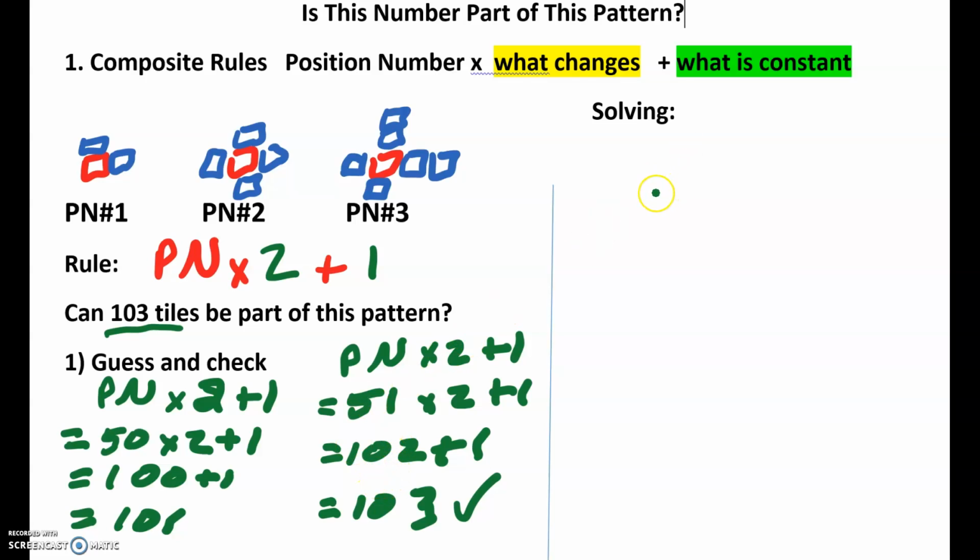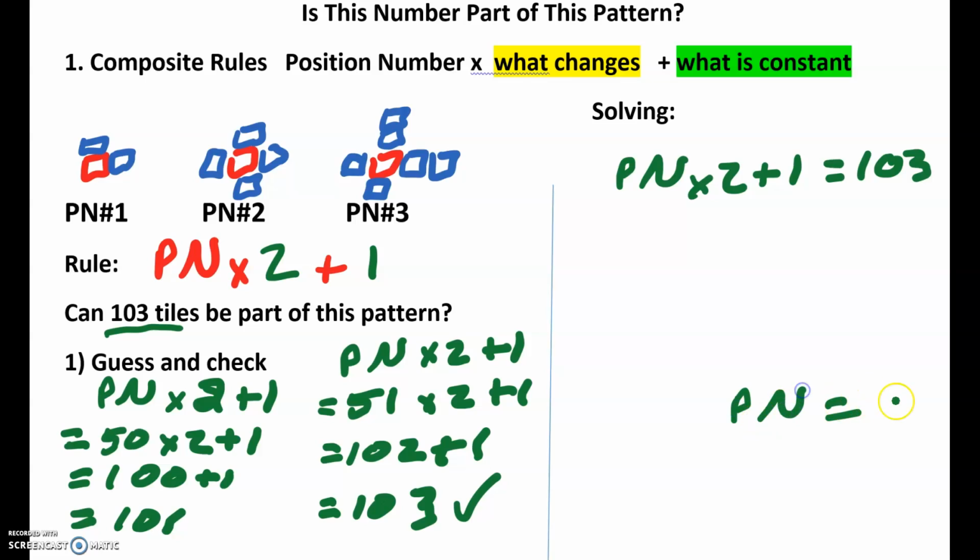How can I find that another way? Because sometimes I can't quite estimate what my position number might be to make it work. Well, we haven't done solving yet fully. We've done some examples in class, but not all the way. So let's take a look at that. If I take my entire expression, my position number times 2 plus 1, and make it equal to the number of tiles, in this case 103, and solve this down, I will eventually get to a position number as a whole number. And if I get a whole number, then I know my answer is correct. If I get a decimal, then no, it's not part of the pattern.